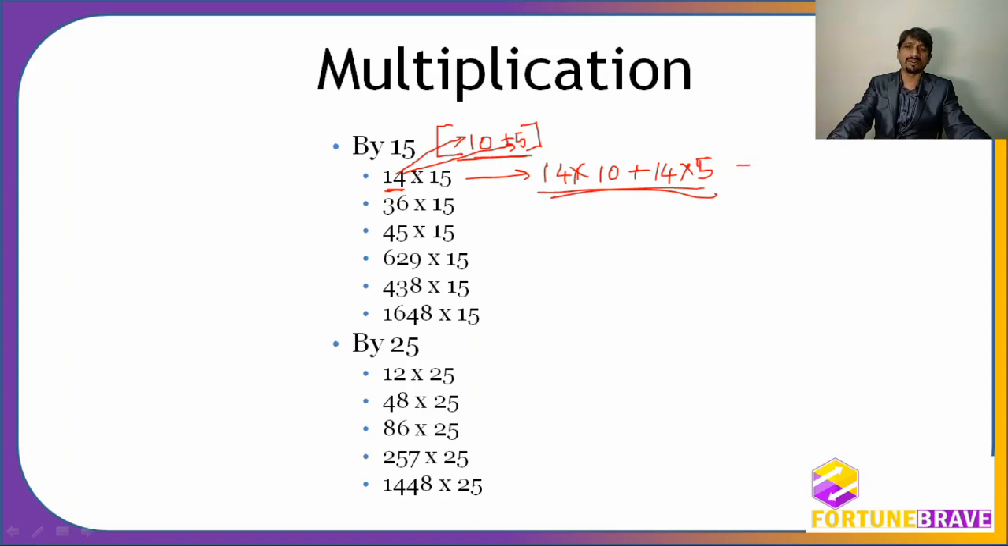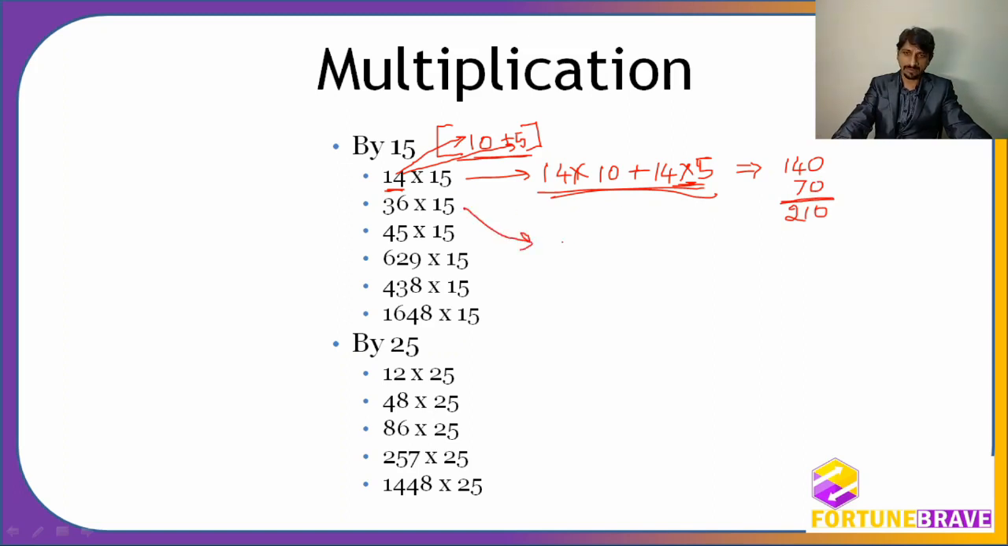So 10 means what? 140. Into 5 means, as we have just learned, we add a 0 and then take half of it. So we have already added 0, so we'll halve that number, and directly we can write 210. Add this in your mind. You will learn it. Very easy.